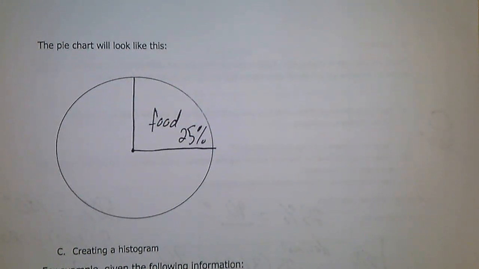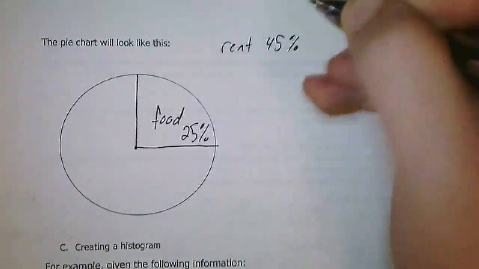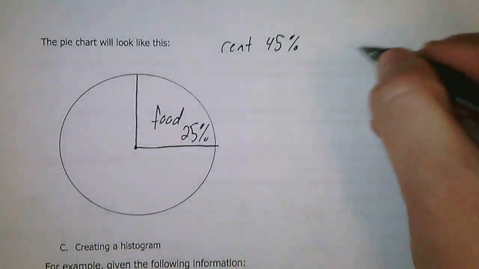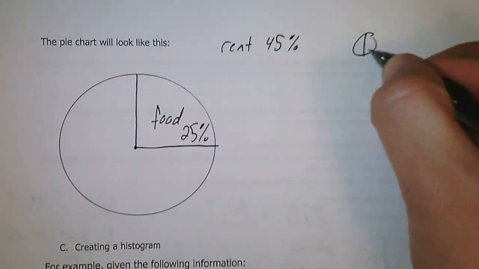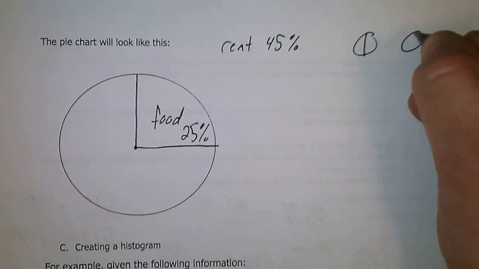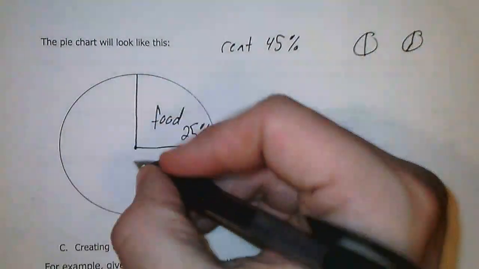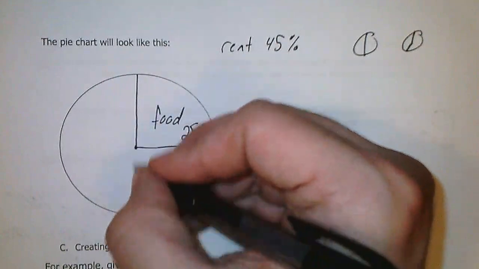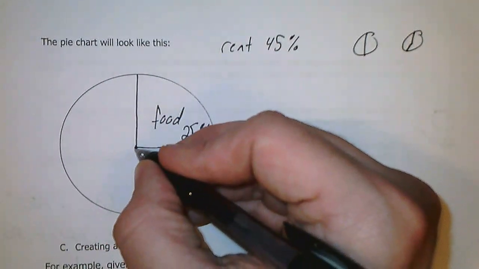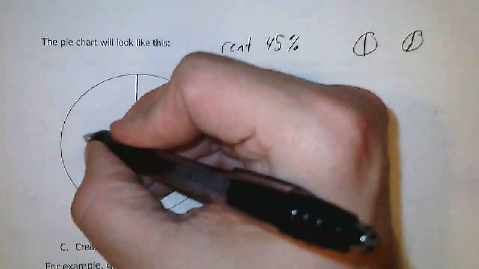Rent is 45%. I'm going to jot this off to the side. So again, if it went straight down the middle, that's 50%. So it needs to be a little bit like that, like half of a peace sign, kind of. So I can't go all the way down for rent, but I need to go a little bit off to the side here, like so.